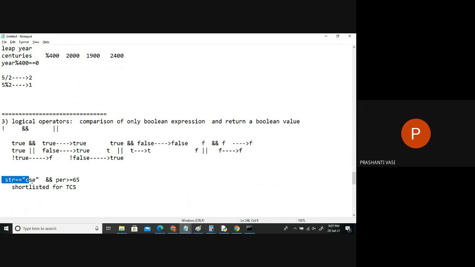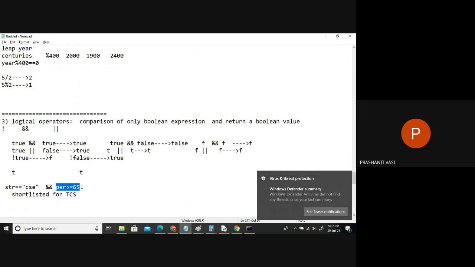And if this answer is true, and this also is true, then only will we take the final answer as true here. Because it has which operator? AND operator. So for AND, however many conditions are given here, the first condition and the second condition must evaluate to true. Then only the final answer will be true for you.